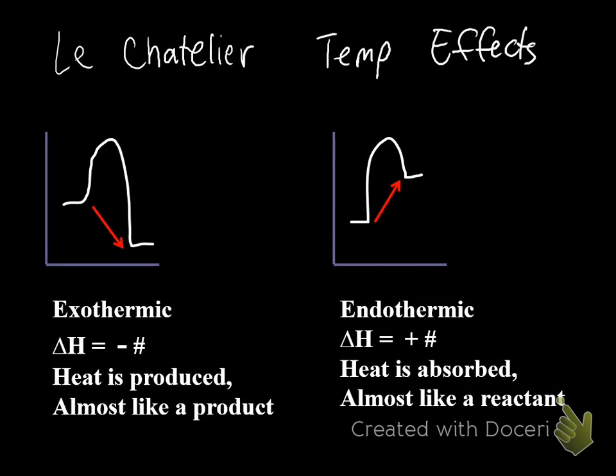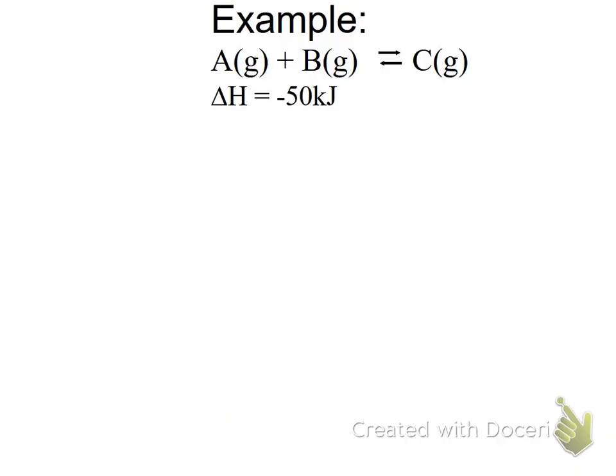What we're going to do now is I'm going to give you an equation, and we're actually going to write in whether it's a product or a reactant based off the things that we can discover. So let's take a look at this equation here. You see that A plus B is going to C, and we have a delta H that is negative 50 kilojoules. Based off the sign, we can say that it is exo or endothermic. It is exothermic because it's negative, which means that it's losing heat as we go in the forward direction.